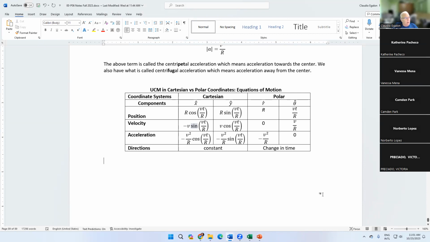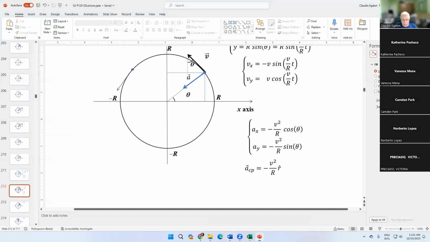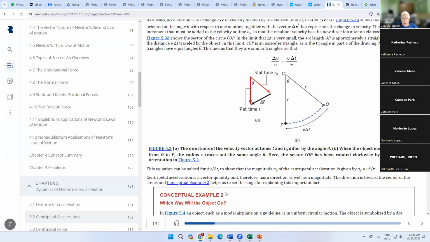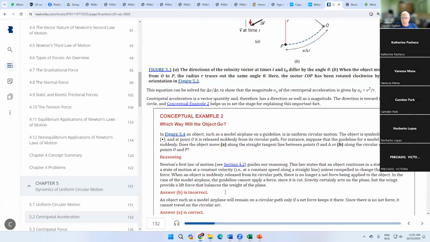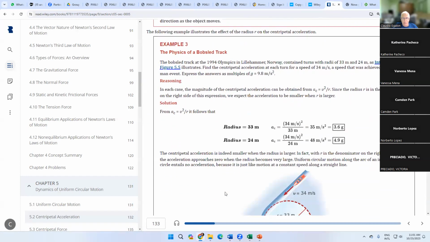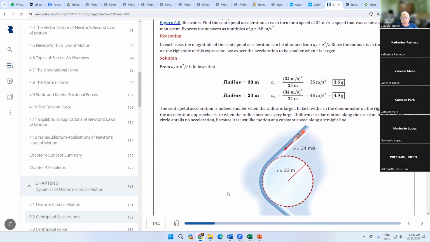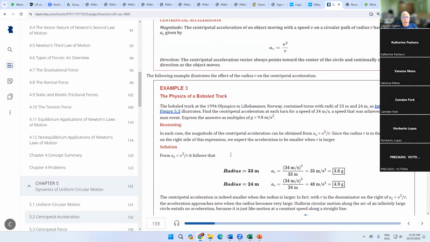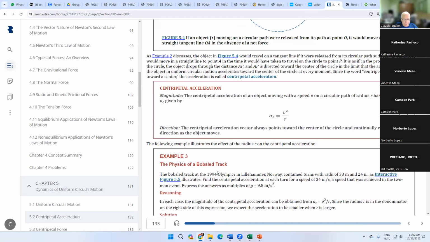It's 11:01 right now, so let's see here. Let's take a look at the book. Okay, so that's the derivation for the centripetal acceleration. And we have 4 more minutes before we go into a break. Let's take a look at this example.